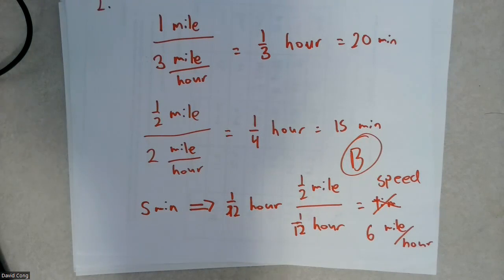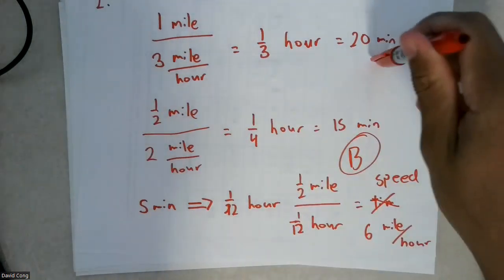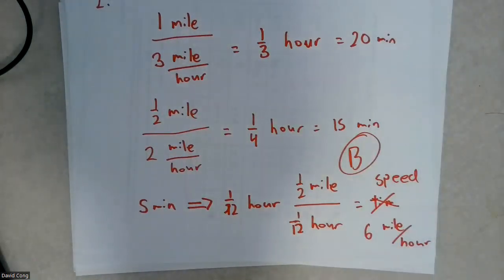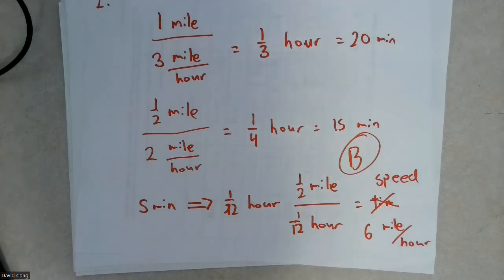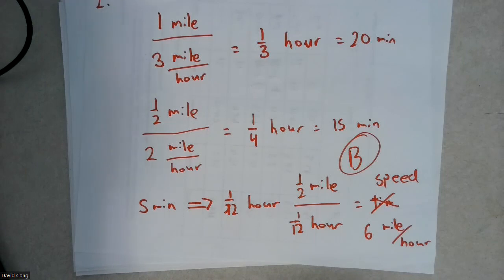And to see the whole thing again, we know he gets 20 minutes. He spent 15 minutes in the first part. That means he has 5 minutes left, or 1/12 of an hour. He has to travel half a mile in 1/12 hour, which is equal to 6 miles per hour. That's how fast he must run. Okay.